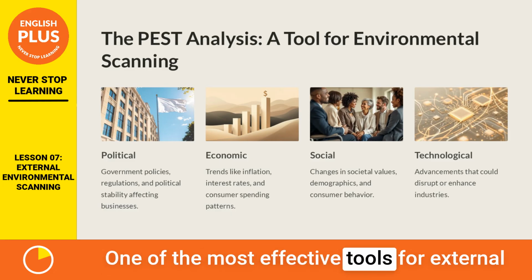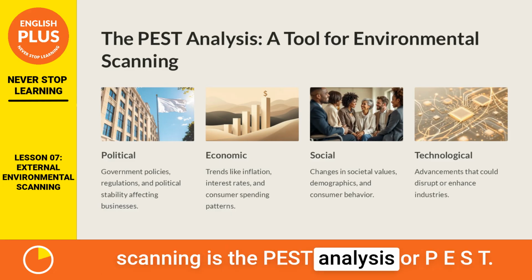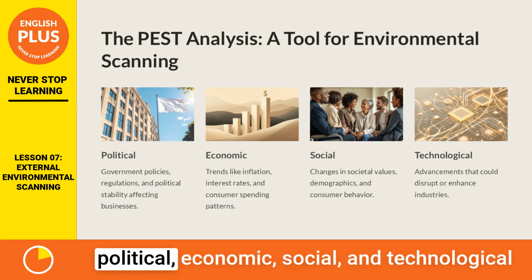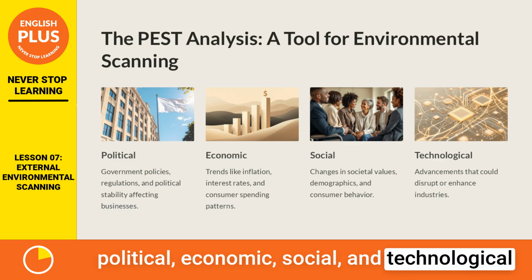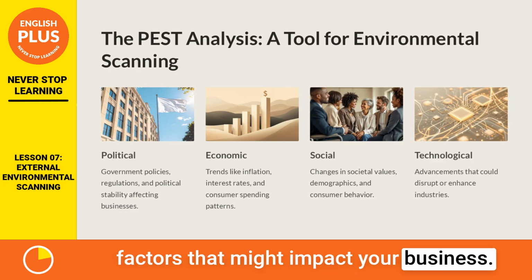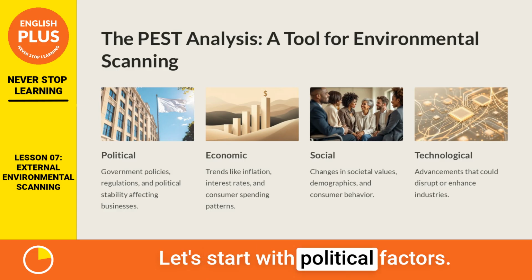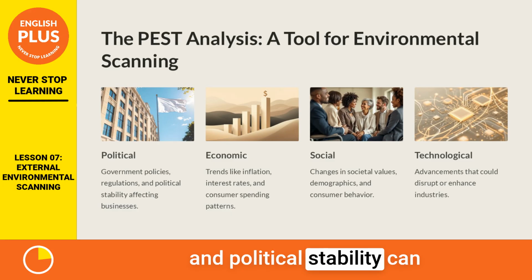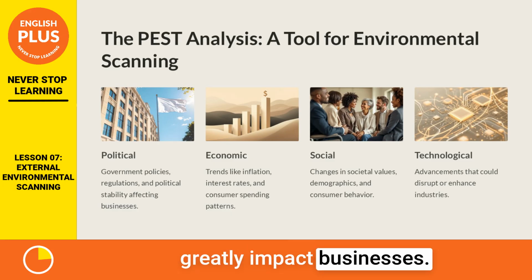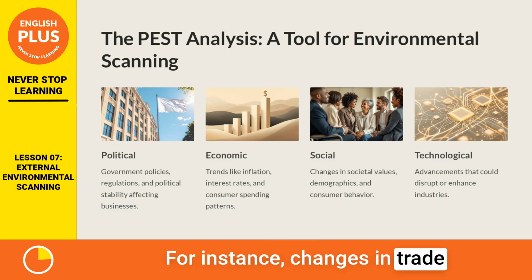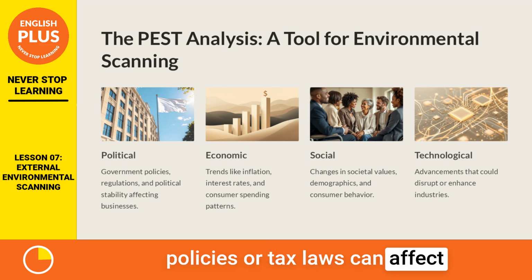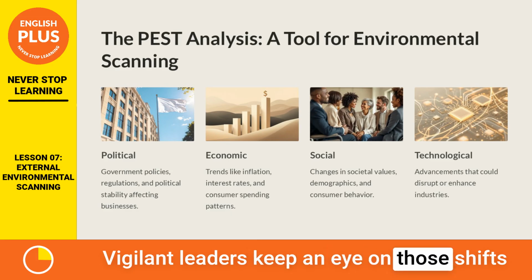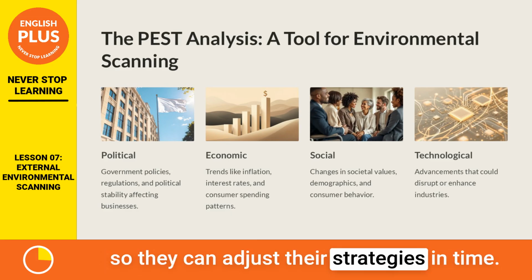One of the most effective tools for external scanning is the PEST analysis, or PEST. This framework helps you evaluate the political, economic, social, and technological factors that might impact your business. Let's break it down. Let's start with political factors. Government policies, regulations, and political stability can greatly impact businesses. For instance, changes in trade policies or tax laws can affect your supply chain or profitability. Vigilant leaders keep an eye on those shifts so they can adjust their strategies in time.